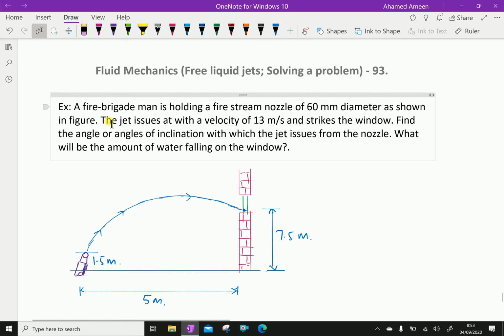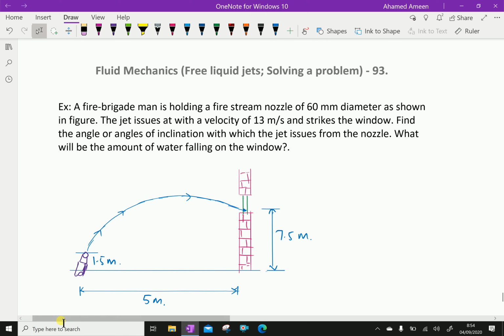Example: a fire brigade man is holding a fire stream nozzle of 60 mm diameter as shown in the figure. The jet issues at a velocity of 13 meter per second and strikes the window. Find the angle of inclination of the nozzle at which the water jet issues. What will be the amount of water falling on the window?